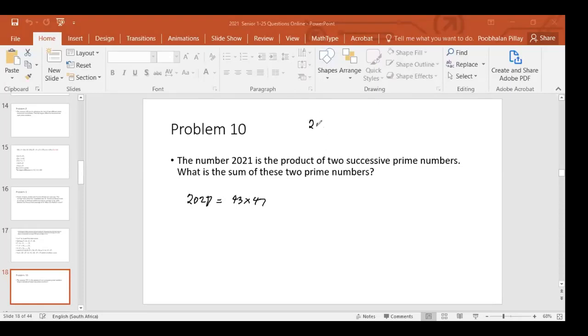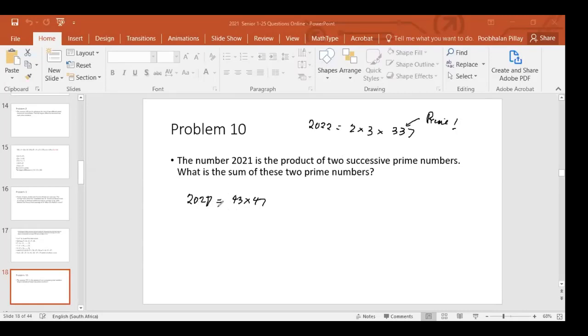I'll come back to that just now. You should know that 2022, this is the year, right? This is not very difficult to factorize. If you take out 2 from there, you get 1011. And if you take out 3 from 1011, you'll have 2 times 3 times 337. So just remember the factorization of this. It's easy. When you take out 2 and 3, 337 is a prime number. That's important.